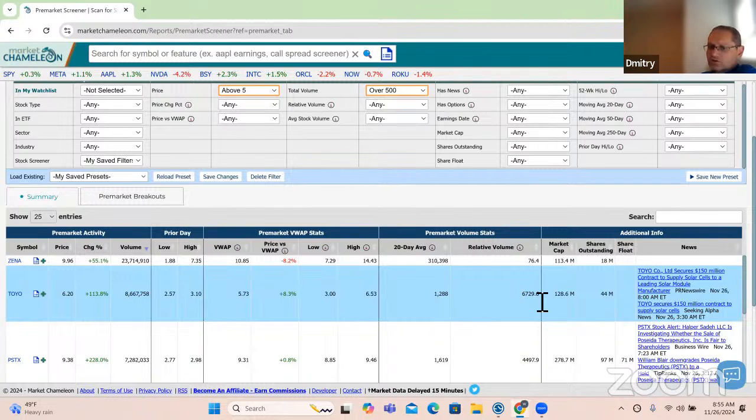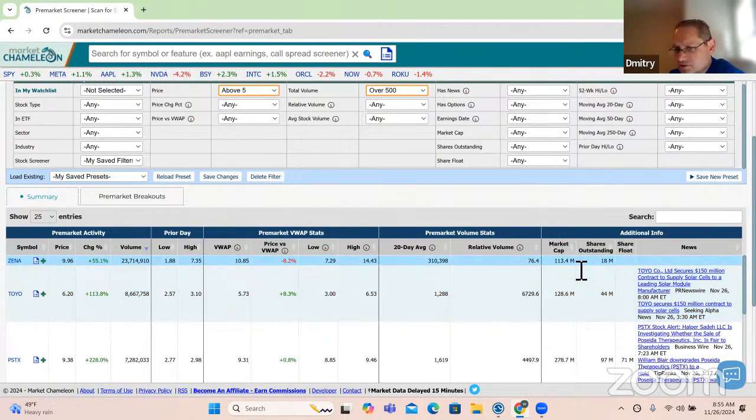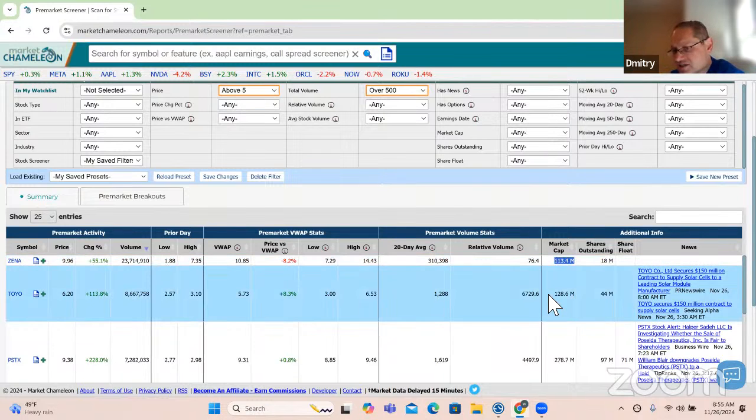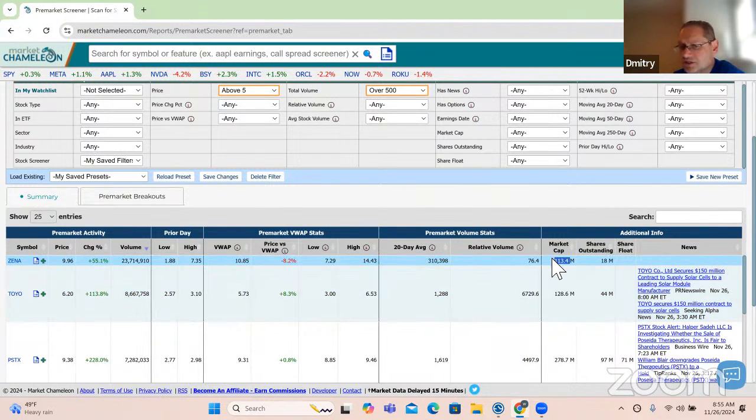We also want to see, well, what is the market cap of these stocks? Sometimes low cap stocks, mid cap stocks, high cap stocks. These are showing us the total market cap of the stocks, and you can see the 113 million market cap is a low cap stock. It's considered a small cap stock.